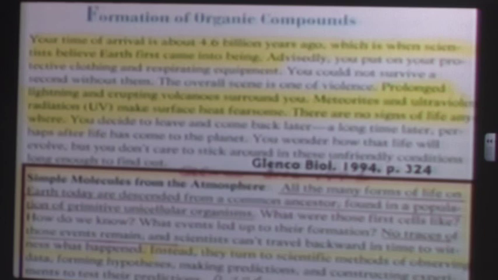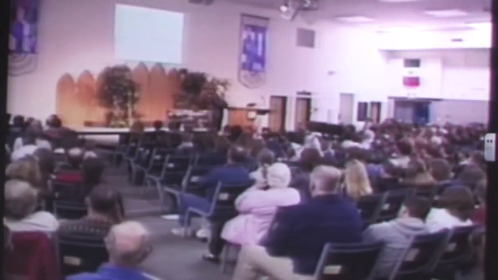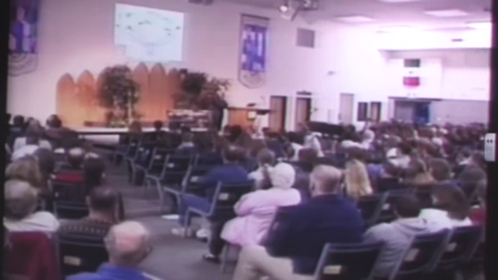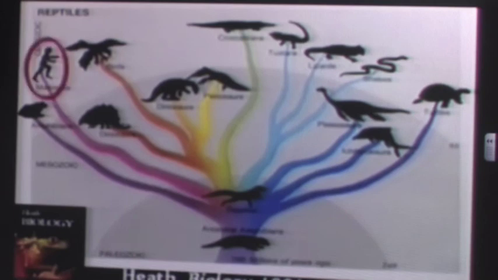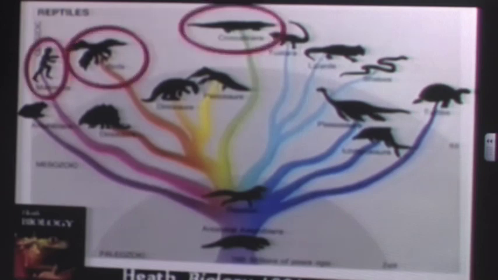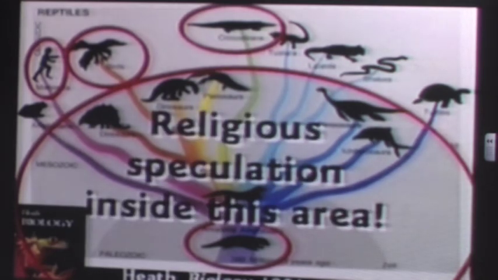But he says, all the forms of life are descended from a common ancestor found in a population of primitive unicellular organisms. What were those first cells like? How do we know? What events led up to their formation? No traces of those events remain. Did you catch that? Hey kid, we know what happened, but there's no proof. Primitive, huh? This one says, the humans, mammals, birds, crocodiles, all had a common ancestor. Well, anything inside that circle is religious speculation. It is stupid.